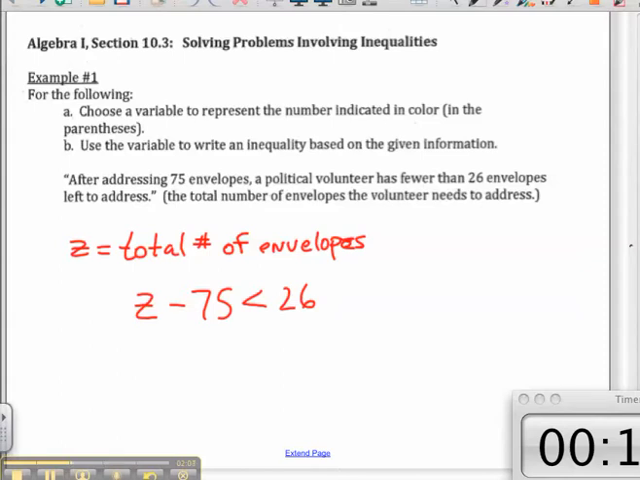That's it. Now we could easily solve that, right? We just add 75 to both sides to find out what the total was. 101, right? They didn't ask us to solve it here. They will, but they didn't. But if they did, I'd just add 75 to both sides, and I'd get that Z has to be less than 101. Okay, that'd be it. That means the total number of envelopes would have to be less than 101.